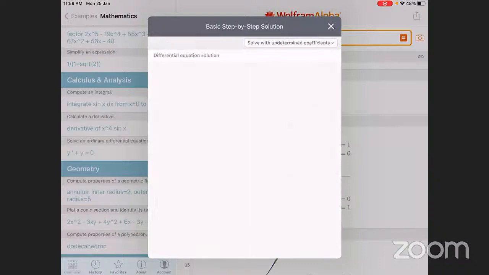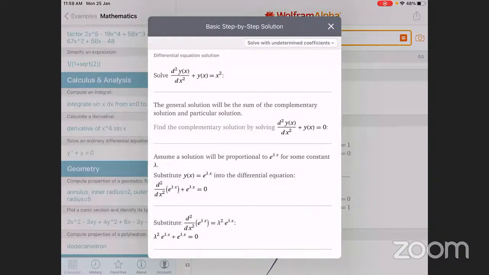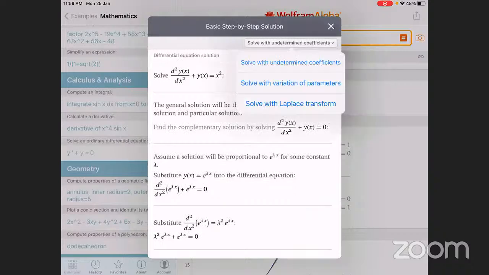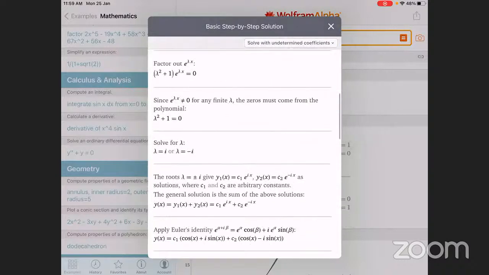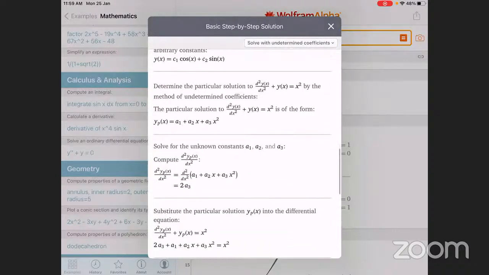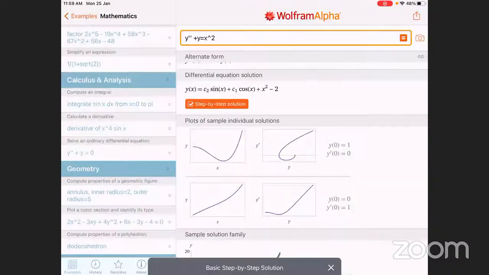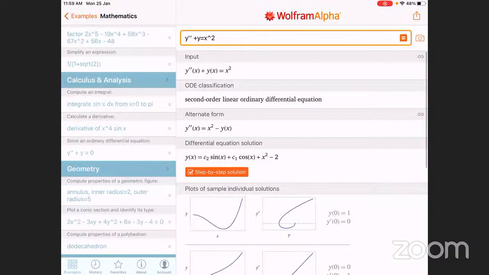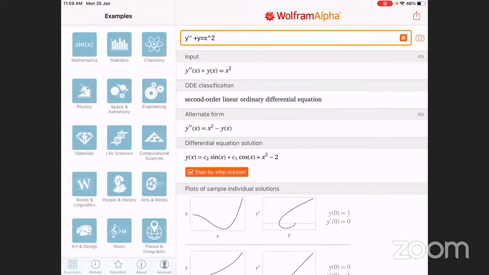So it has got several methods of solution, not only one. It is solving with undetermined coefficients, and you can solve the same thing with variation of parameters. You can solve by using Laplace transform. So various methods of solution are there. In any method, you can solve this, and graphs can be seen. Is it okay? Yeah, sir. Of course, Wolfram Alpha is one beautiful application. There you can learn almost all the subjects.